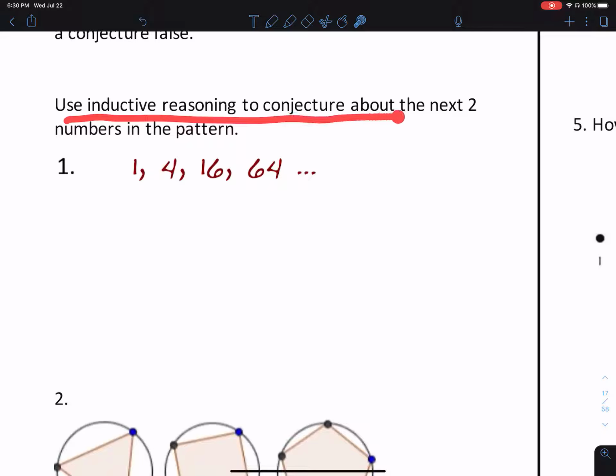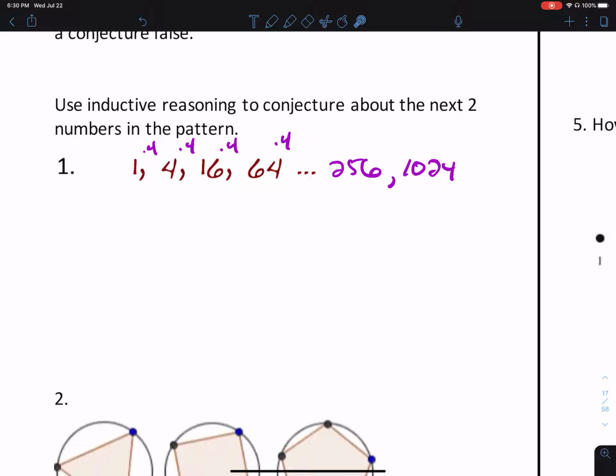Use inductive reasoning to conjecture about the next two numbers in the pattern. So looking at these numbers, we have 1, 4, 16, 64. What do you think's happening with these numbers? I think we can conclude that if we multiply each number by 4, we're going to get the next number. 64 times 4 is 256, and the next number is 1024. Our conjecture is the next two numbers are 256 and 1024.